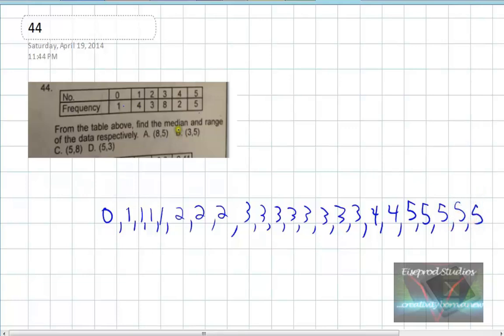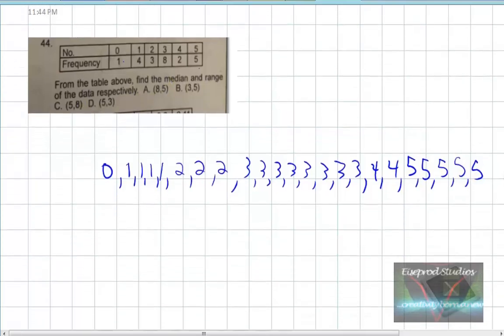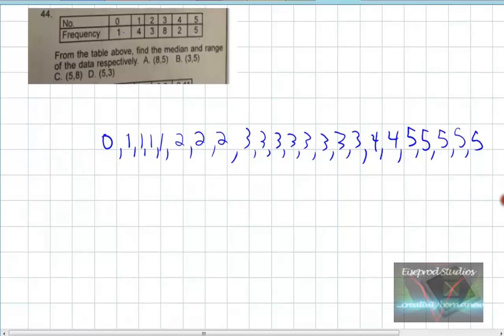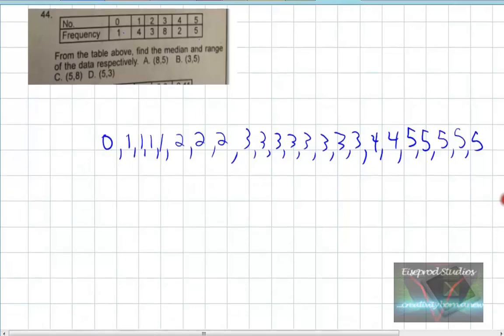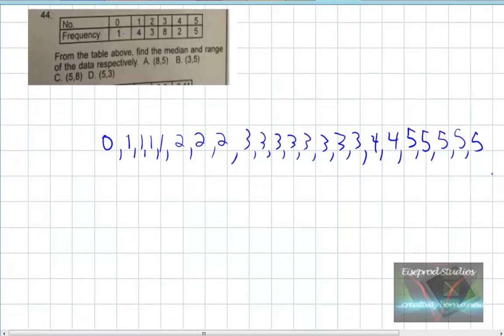So now it wants us to find the median and the range of the data respectively. So I'm going to find the range first because it's the easiest, and then I'm going to leave it off to the side. Since it wants it respectively, that means it wants the median first and then the range. So the range is going to be 5 minus 0. You take the largest number and subtract the smallest number. So 5 minus 0 is just 5. So this is our range up here.